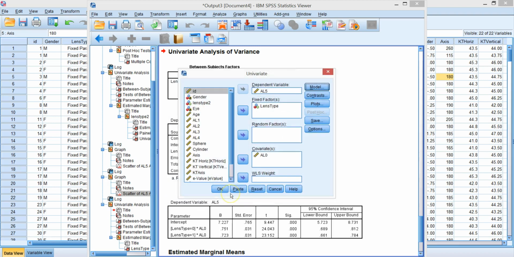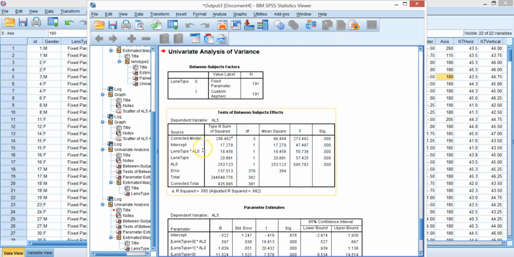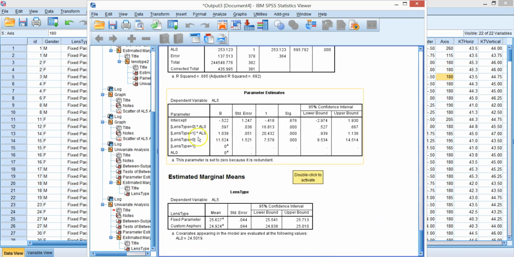And now we're in there. And so let's run this. And now we see we have the lens type by axial length interaction. That was significant. Now, unfortunately, we don't just look and see that lens type is different. We have to look at different points along the baseline and complete this regression equation in order to determine exactly where the lens types are different.